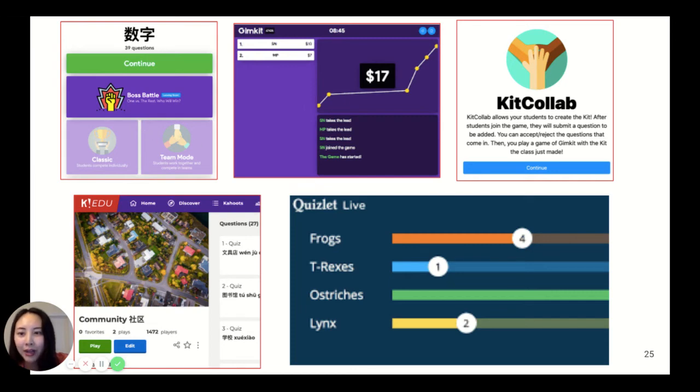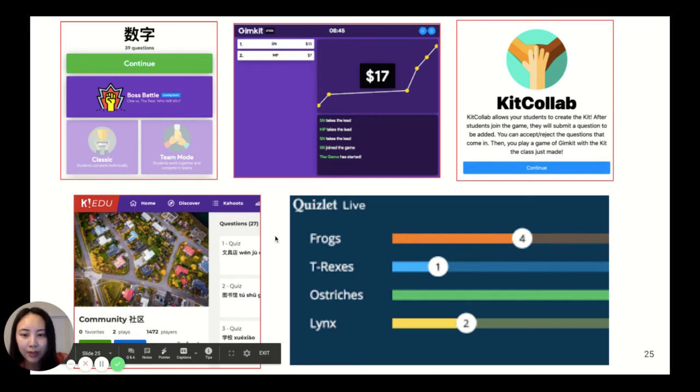For Gimkit, I always give them options to decide if they want to do boss battle mode, which is one versus the remaining of the class, or the classic mode, which is one-on-one, or team mode, which is group to group. So students always become excited when they get to choose. And this is Gimkit, what it looks like. And we also do a kit club, which is students create the kit. So they contribute to making the questions, and then we put together a kit to play with.